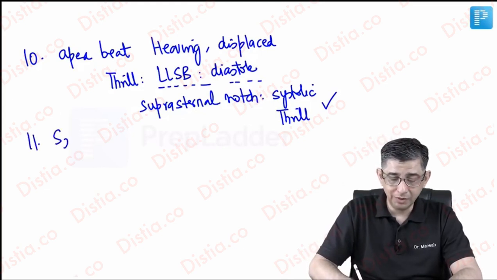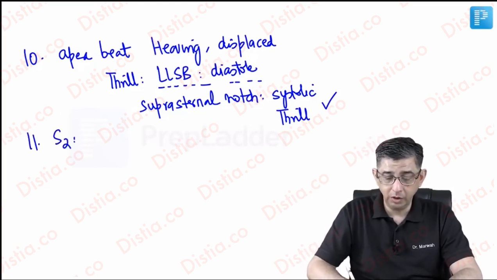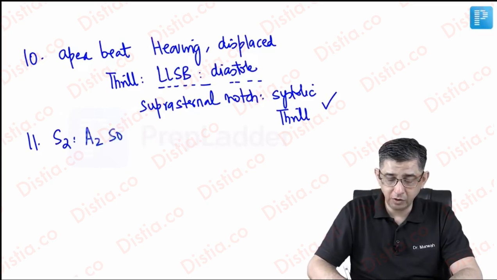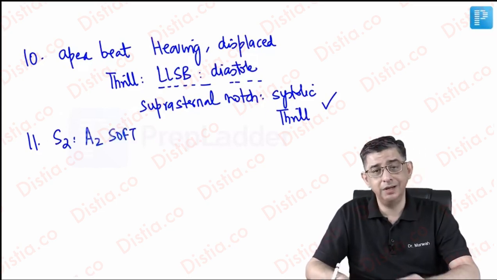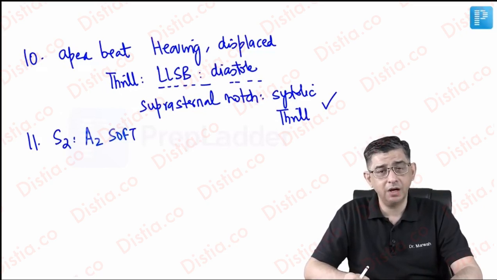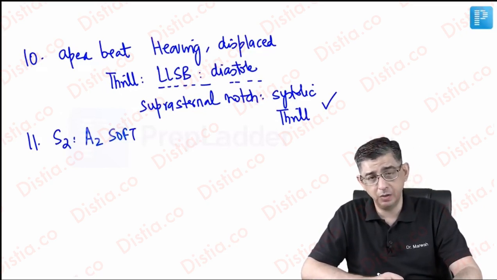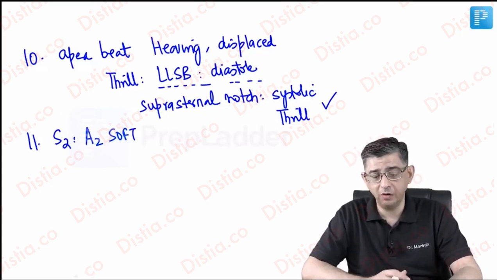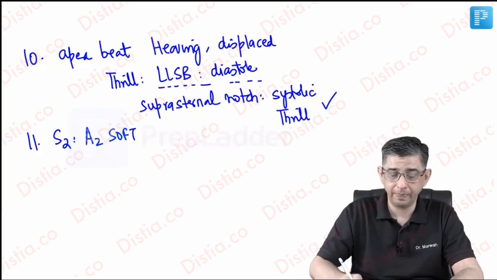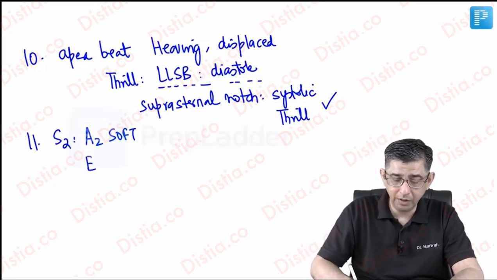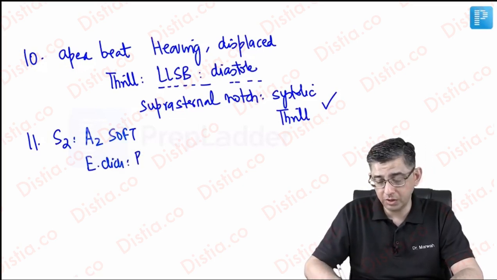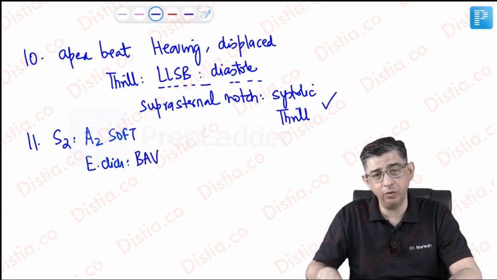When it comes to the second heart sound, the A2 component will be very soft because there is leakage of blood, so the turbulence that is occurring is primarily because of the murmur. The aortic valve closure will however be of lesser intensity. You might be able to hear an ejection click. This ejection click is heard only in those cases where there is a bicuspid aortic valve.